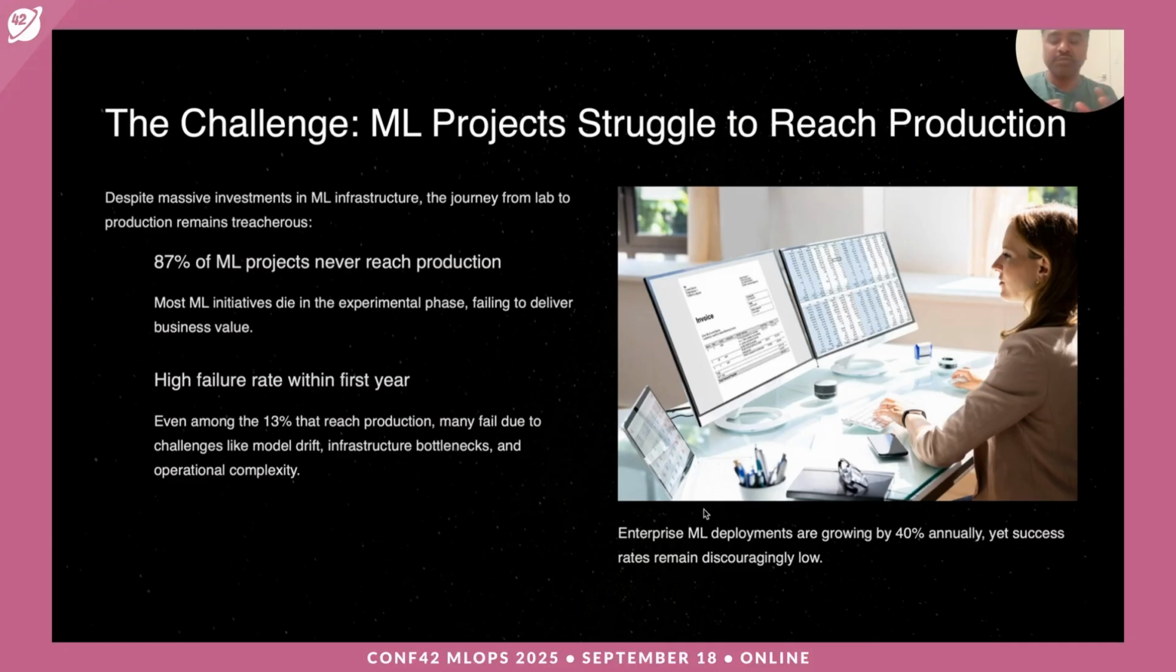Even for the 13% of them which actually reach production, there are a lot of operational challenges, and eventually they may not deliver the success metrics that we want to see in production environments. It could be challenges around model drift, infrastructure bottlenecks, or even the operational complexity of how we have built the whole pipelines.